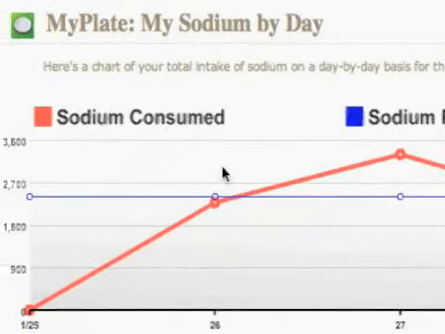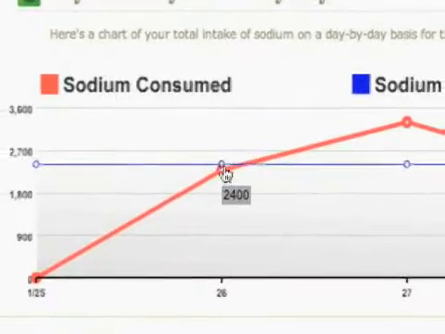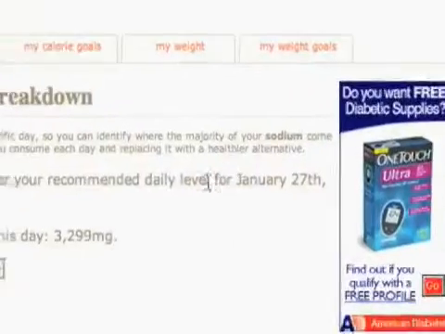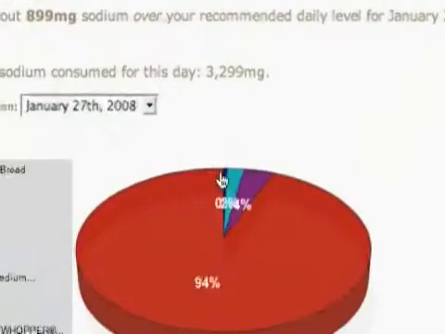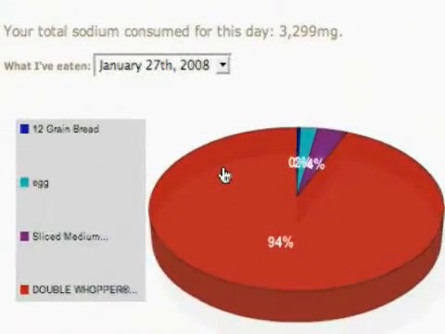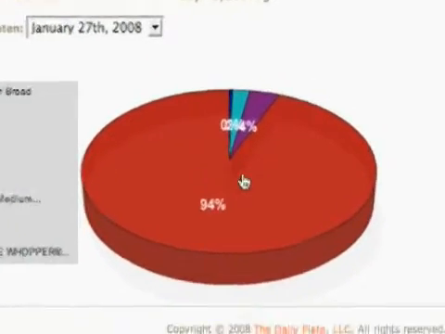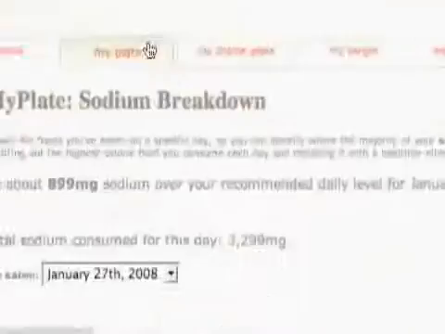And you get a little chart of your sodium consumed by day. And say you got this day right here where you peaked, you can click on it and then go back to it and get an idea of where that's coming from. And I ate 2 hamburgers this day, apparently, that had a whole lot of sodium in them. So that explains that peak right there.